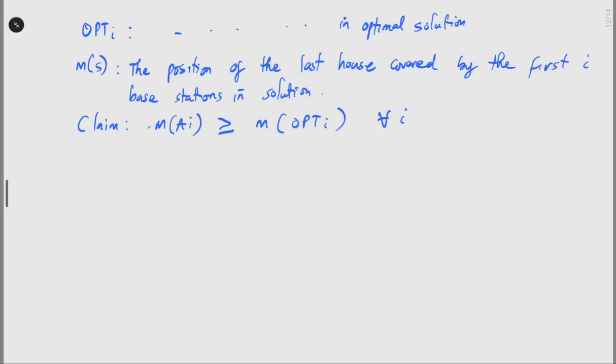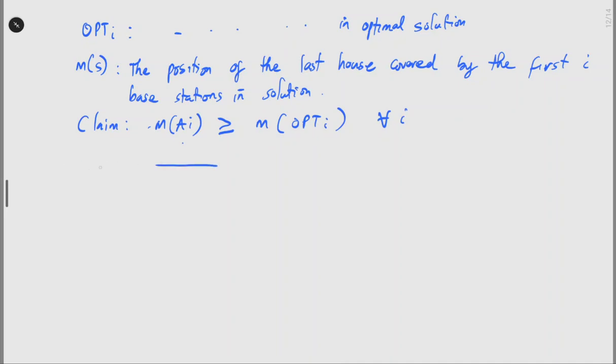So the claim that the position of the last house covered by the greedy algorithm is further than or equal to the position of the last house covered by the optimal solution implies that the number of phone base stations needed to cover up to the last house will be less than or equal to the number of phone base stations needed to cover up to the last house in the optimal solution.